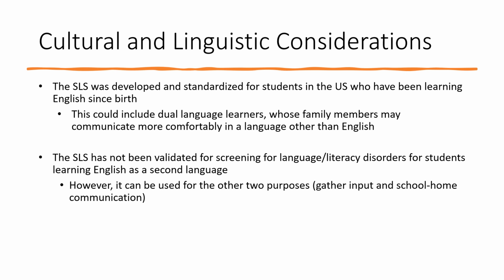So before I jump into the application activity for this next module, I want to just address some cultural and linguistic considerations for the SLS. The SLS was developed and standardized for students in the United States who've been learning English since birth. So it could include dual language learners, whose family members may communicate more comfortably in a language other than English, but it has not been validated as a screening tool for students learning English as a second language unless they've been speaking English since birth.